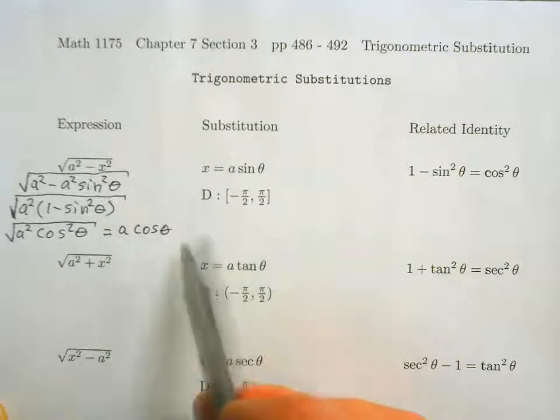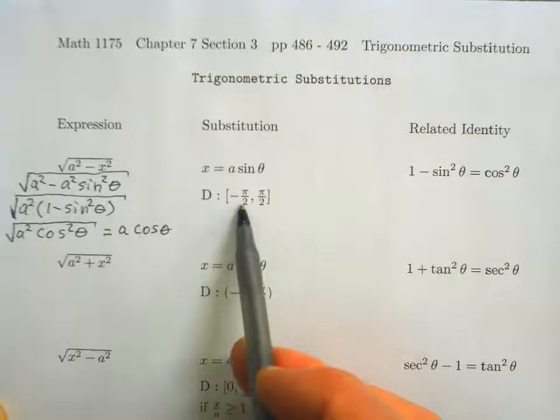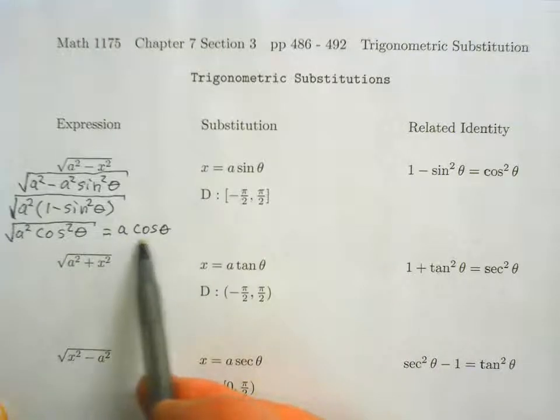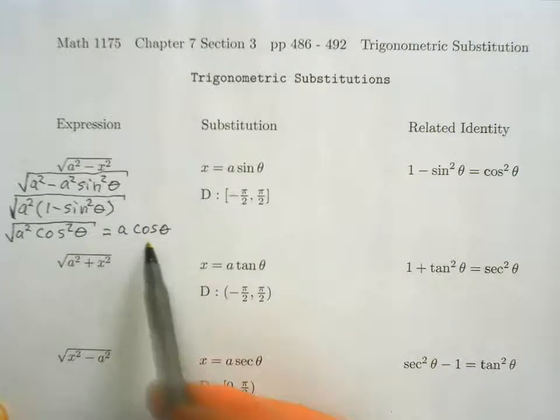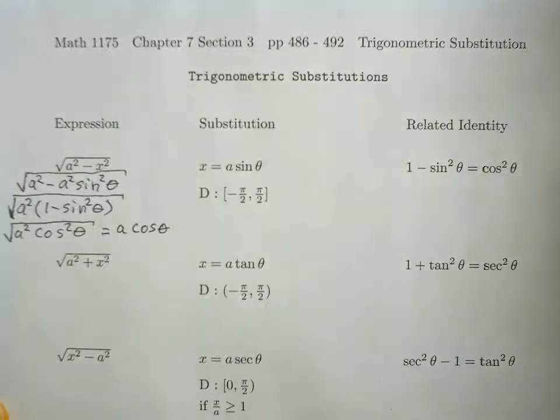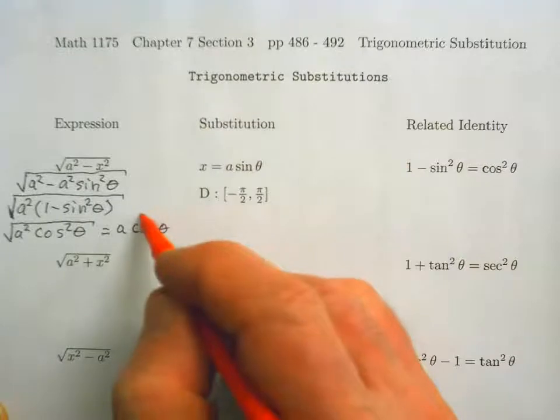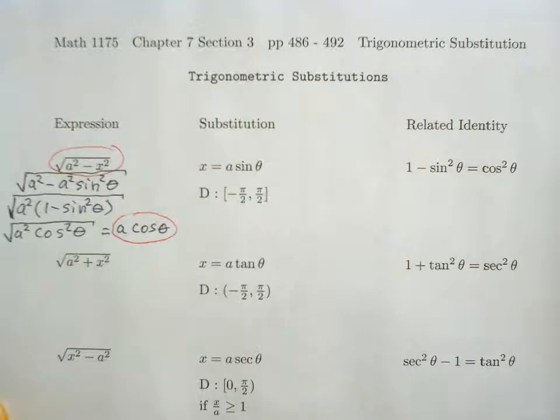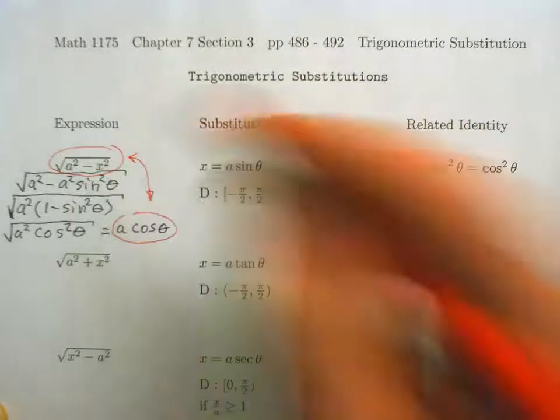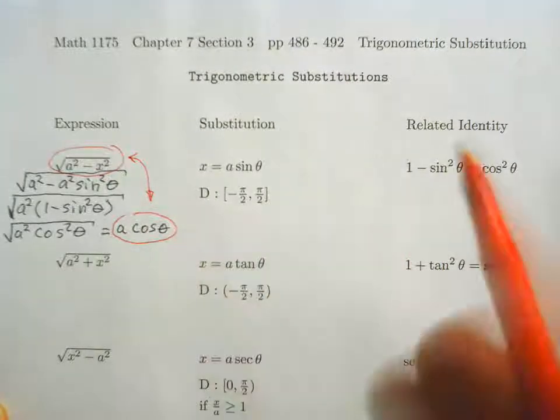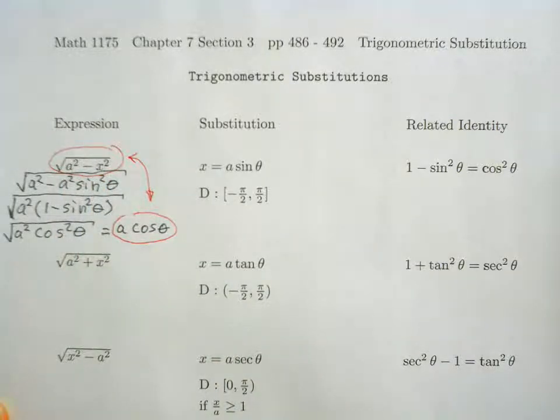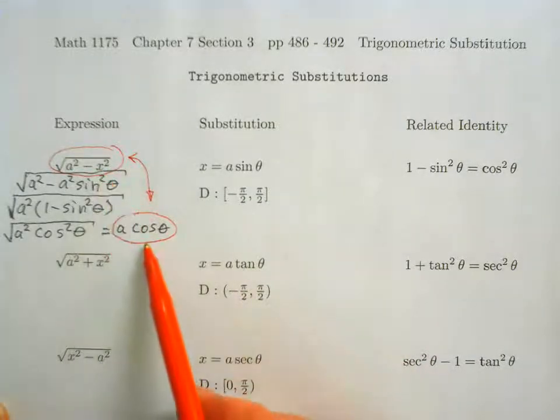And since cosine of theta is greater than or equal to 0 on the interval from negative pi over 2 to pi over 2, we don't need the absolute value symbols to surround cosine of theta. So you'll agree, perhaps, that when you compare a times cosine of theta with the square root of a squared minus x squared, a times cosine of theta is simpler. So that's the purpose for using that substitution, is to make expressions simpler.